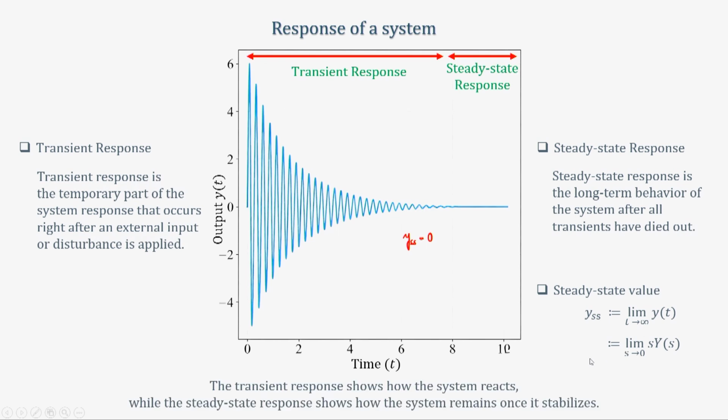So, as a whole, the transient response shows how the system reacts, while the steady state response shows how the system remains once it has stabilized. These are very important words that we will need when we will be designing controllers, which is our basic aim in this course actually. So, remember these words: transient response, steady state response, steady state value. These are very important words. So, you should know what these are in the beginning itself.